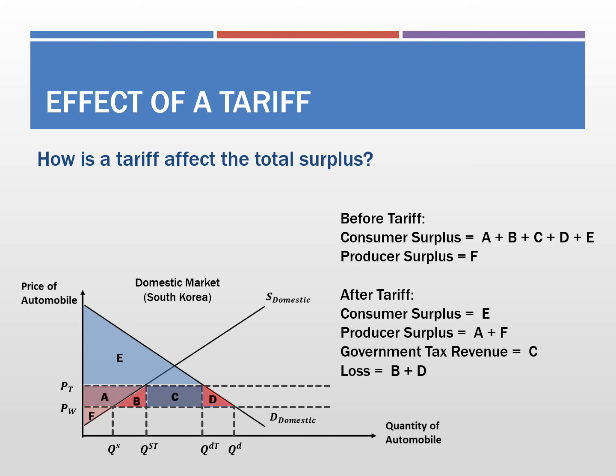The government is going to collect the tax revenues, or tariff, from the markets for whatever car is being imported, and that total amount of tariff will be area C. So again, this is being captured locally by the government.